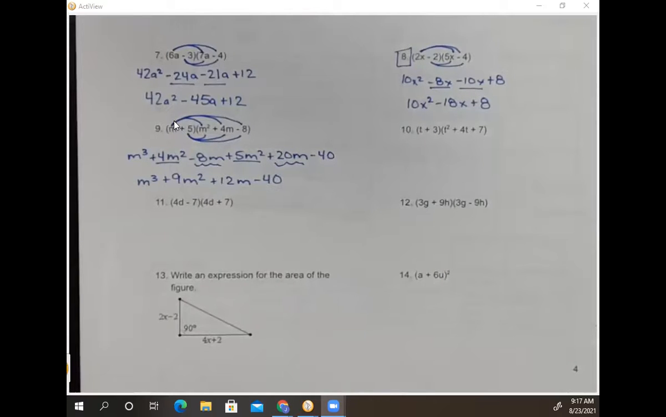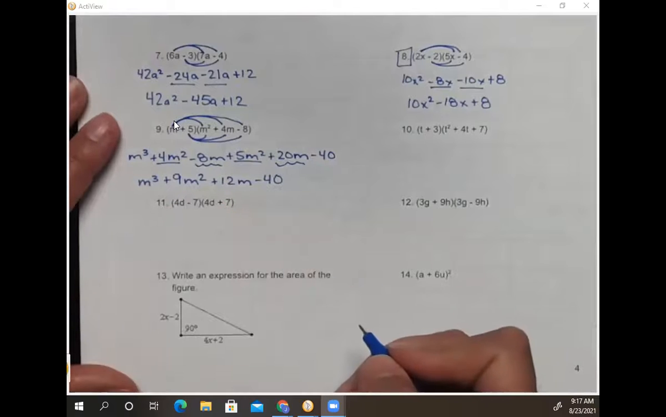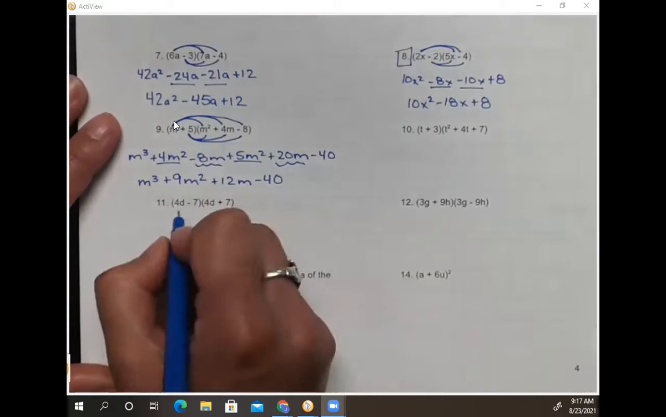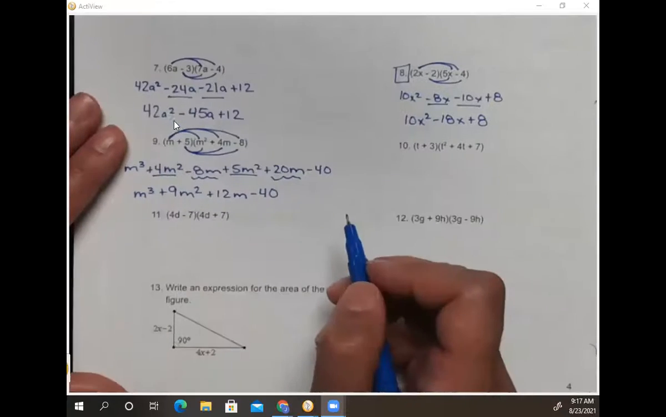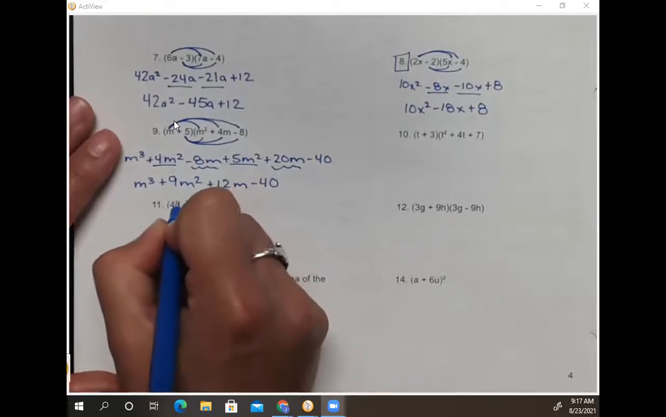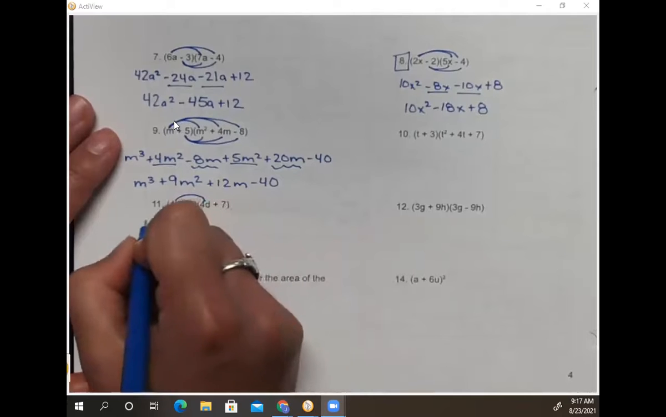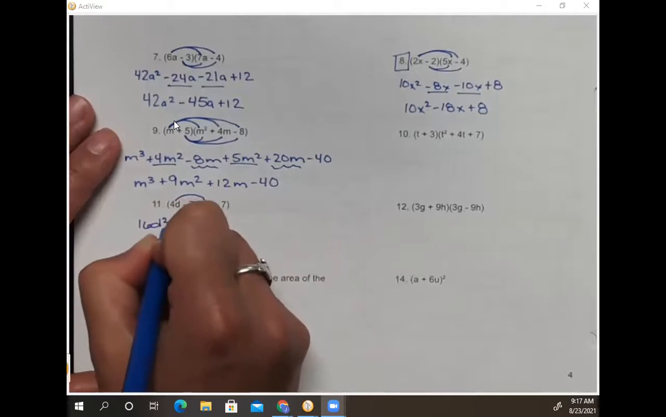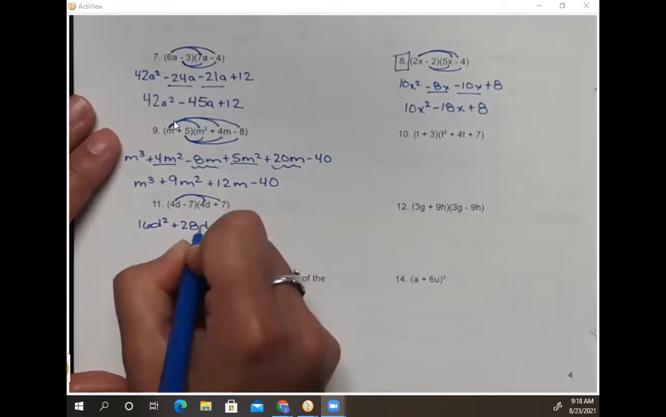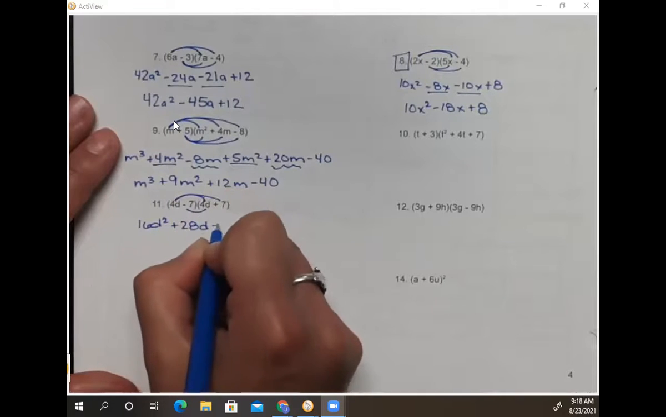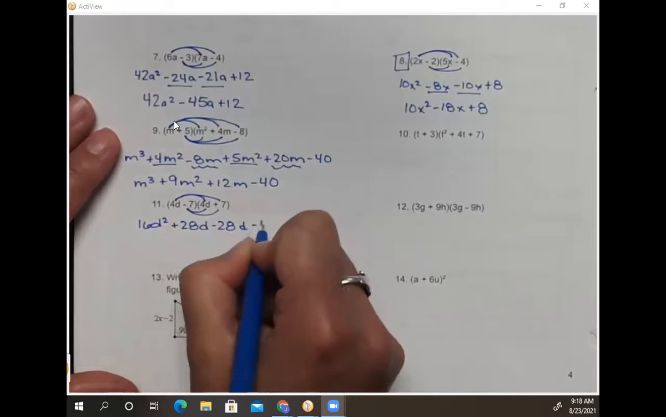The last thing I want to look at is something like number 11. Okay, this is the last one I want to look at together. So we're going to distribute here. This is similar to number 7 and number 8. When I go to distribute, 4d plus 7 times 4d minus 7, we're going to distribute, again, the same way we did for 7 and 8. That would be 16d squared plus 28d minus 28d minus 49.